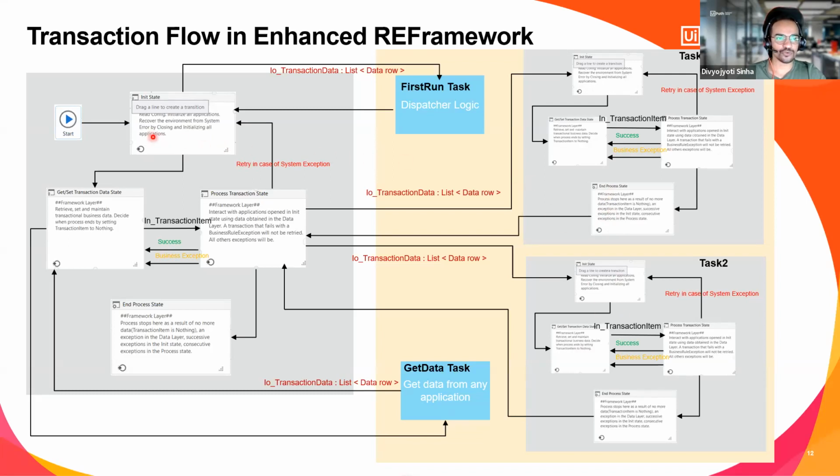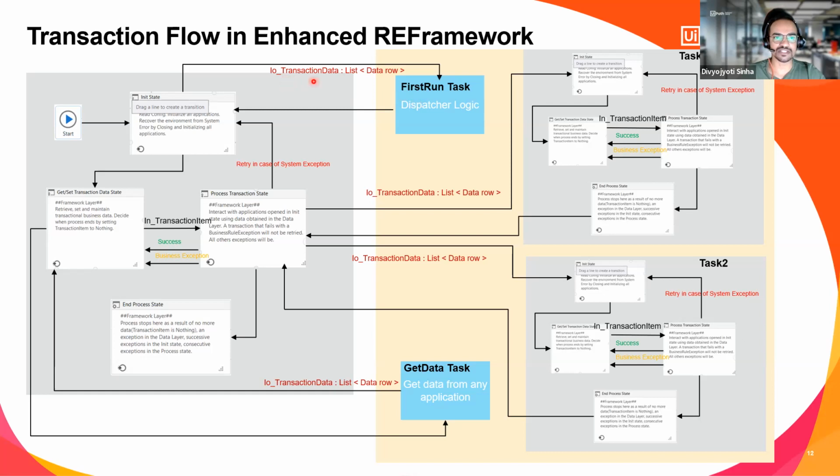So how does the transaction flow happen over here? In the init state, it invokes the first run task. This is invoked only once. In case of exception, your dispatcher logic won't be invoked. It checks the config parameter, since you have certain settings to be made in the config file in order to invoke this first run task, right?